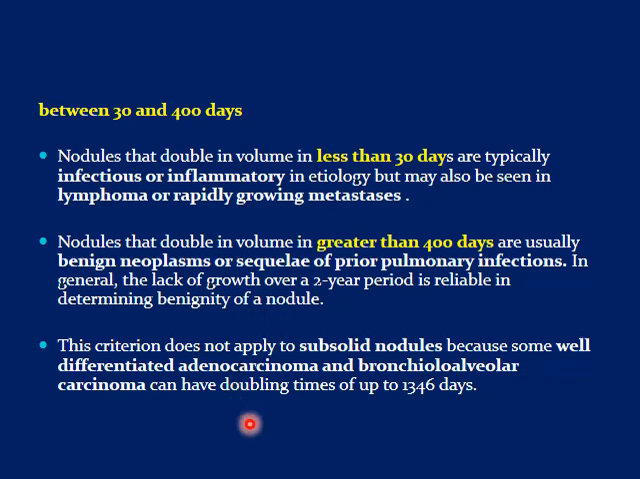This criterion doesn't apply to subsolid nodules because some well-differentiated adenocarcinomas and bronchoalveolar carcinomas can have a doubling time of more than 1,000 days. You know there is some software in our workstation that can measure the volume of a nodule, its shape and appearance, and you can make comparison between the old studies and recent studies. It analyzes the nodule and tells you its total volume, its doubling time, its shape, its density changes, and this is used abroad, especially not here to my knowledge, for follow-up or screening of patients for malignancy.